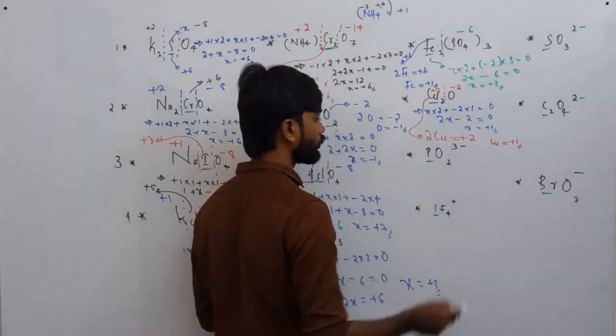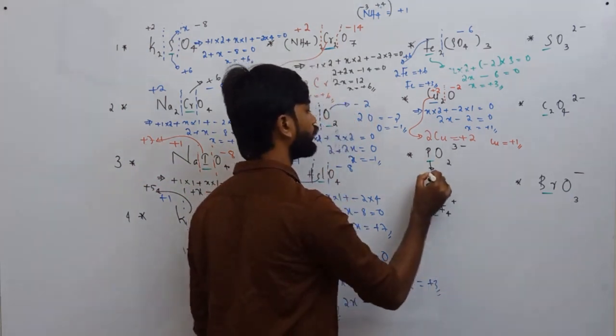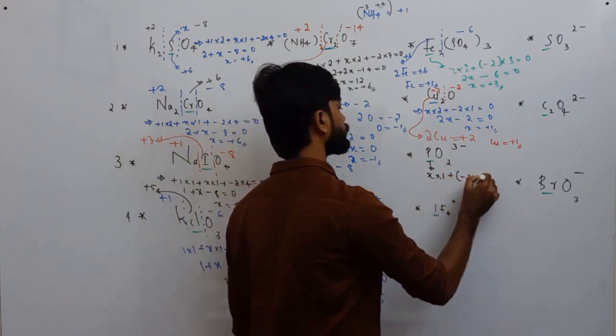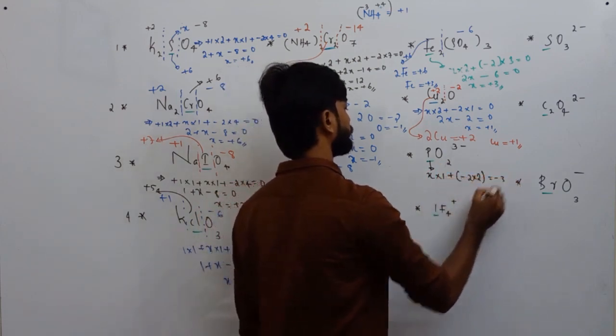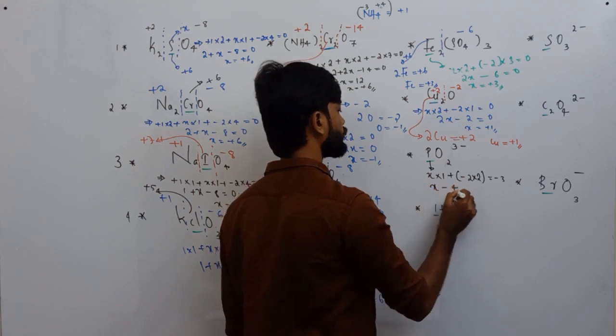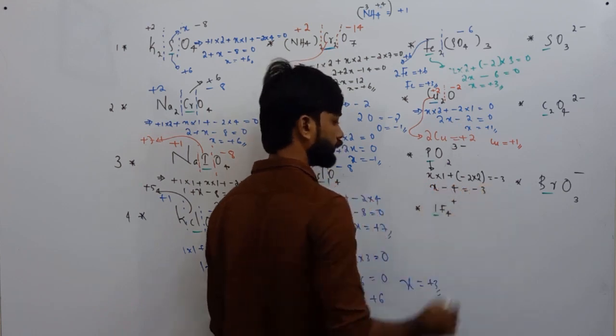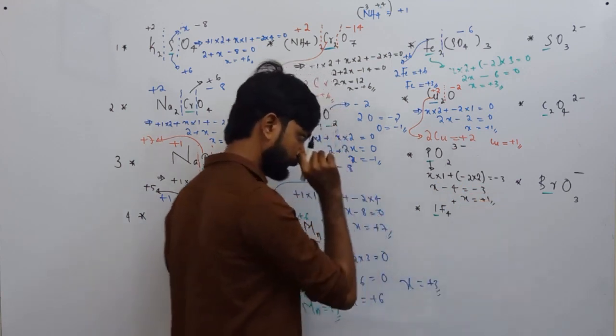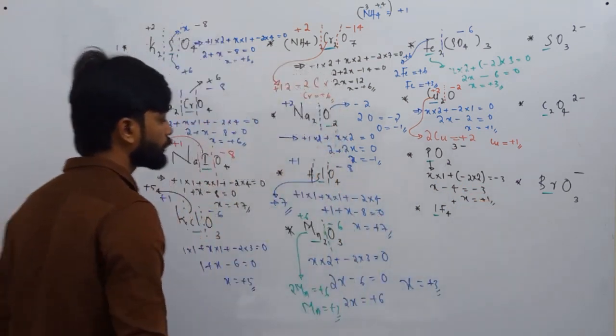Okay. So let the oxidation state be x into 1 plus minus 2 into 2, which is equal to minus 3. So x minus 4 equal to minus 3. So x is equal to plus 1.